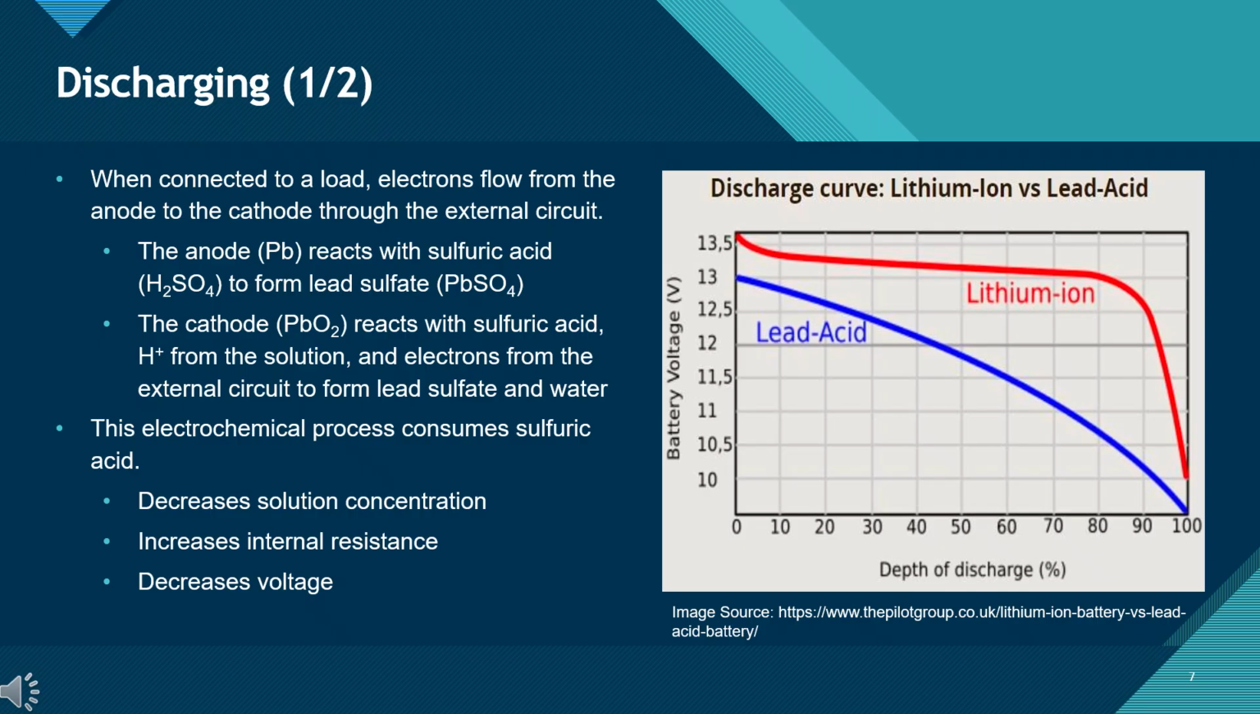This lowers the concentration of the solution, which in turn increases the internal resistance of the battery and leads to a drop in voltage. If you examine the graph comparing lithium-ion and lead-acid batteries, you can see that the lithium-ion battery maintains a relatively flat voltage during discharge, whereas the lead-acid battery exhibits a steady decline. This highlights one of the key differences in their performance.